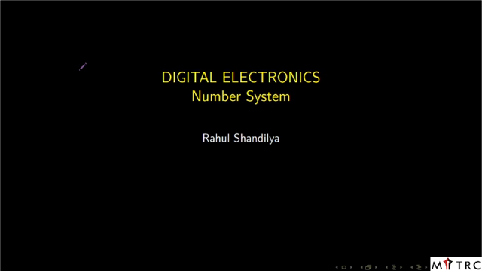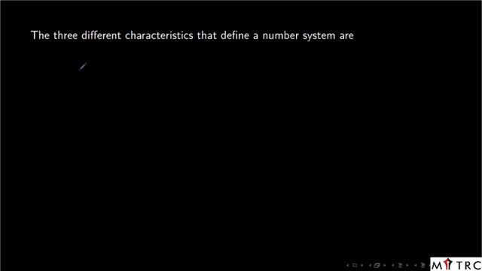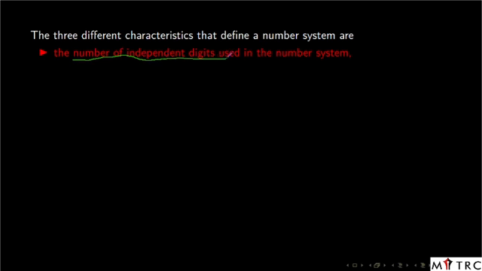So we start with converting decimal numbers into binary numbers, because if we are able to convert numbers into binary numbers, we can convert all our symbols into some kind of binary numbers. So let's start with understanding the number system. What basically defines a number system? The three important characteristics that define a number system are, first, the number of independent digits used to define a number. In a particular number system, we have some fixed number of independent digits.